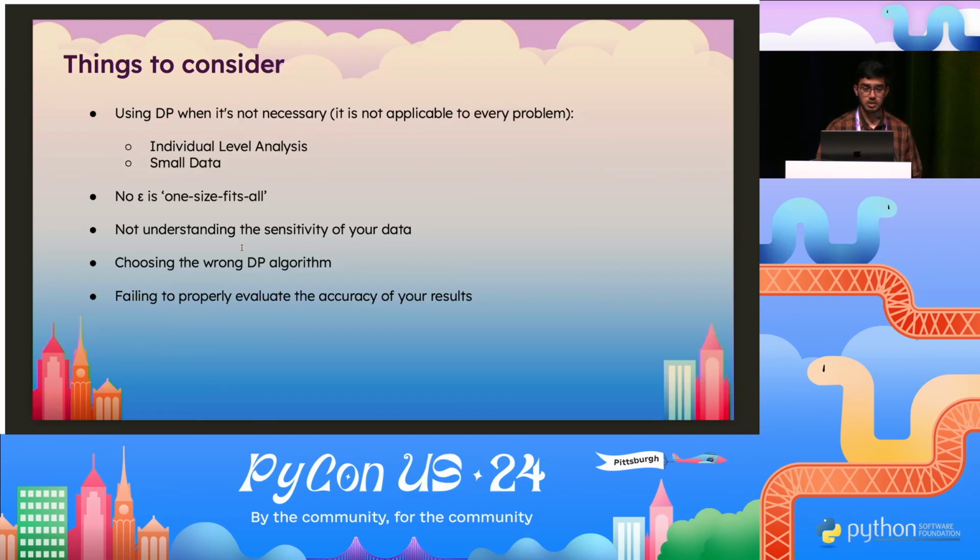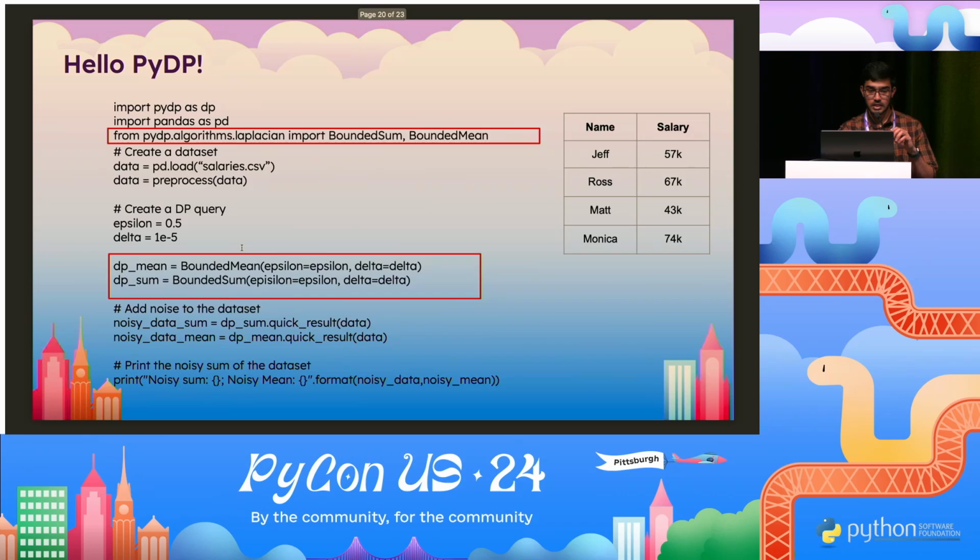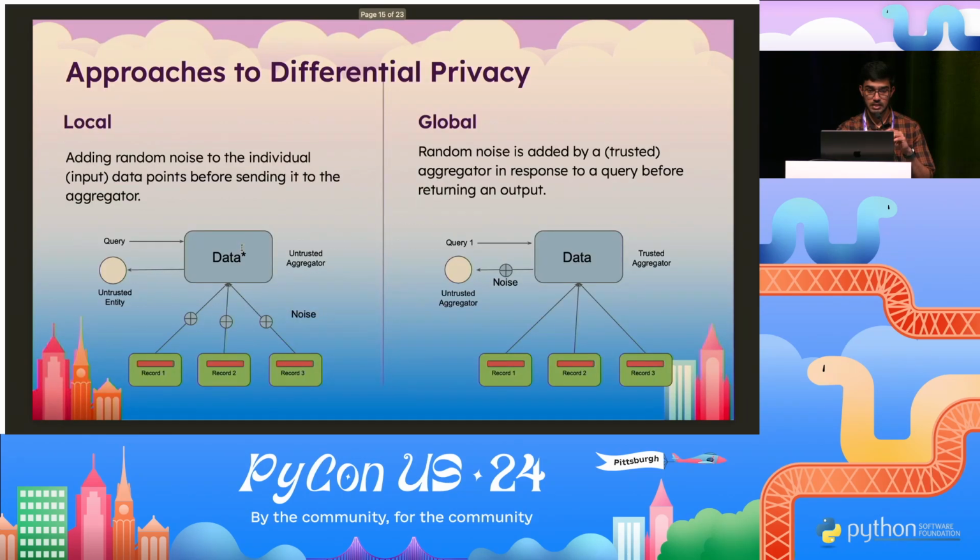Now, just to conclude and open up to questions, some of the things to consider while implementing differentially private algorithms are... actually, before that I had skipped one of the slides, and now I want to speak about it. So there are two approaches to differential privacy: one is a local approach and one is a global approach. In practice, both of these are used.